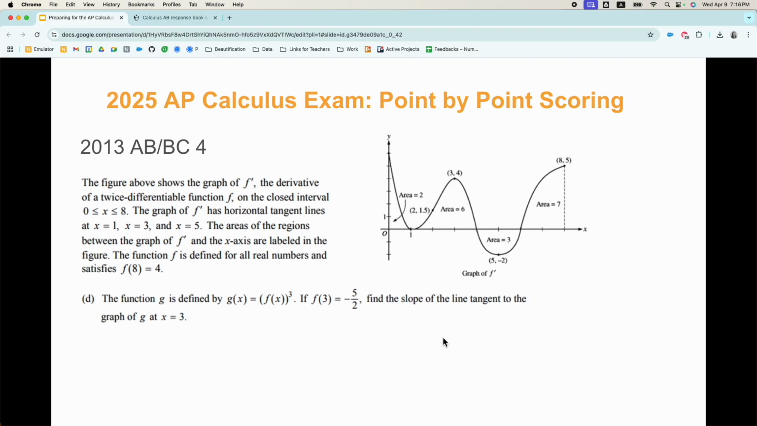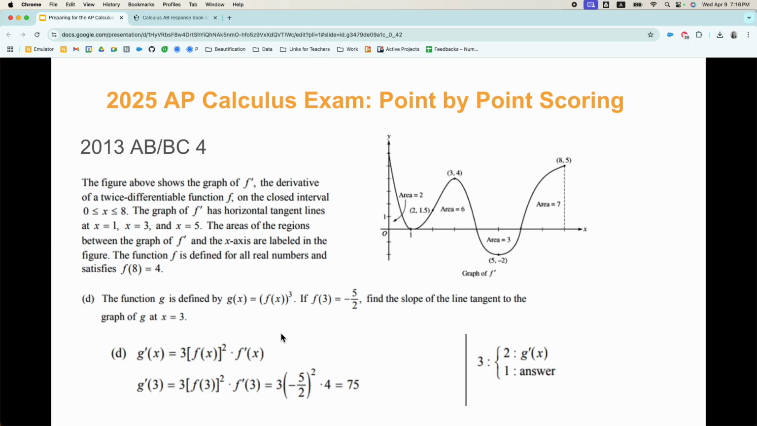So I'm going to take you back to 2013. This is question ABBC4. So we have this lovely graph with some areas labeled and so on. But in part D, the students are given this function g, which is f of x quantity cubed. And they know that f of 3 is -5/2. So they're asked to find the slope of the line tangent to the graph at 3. So we are looking at a chain rule situation here.